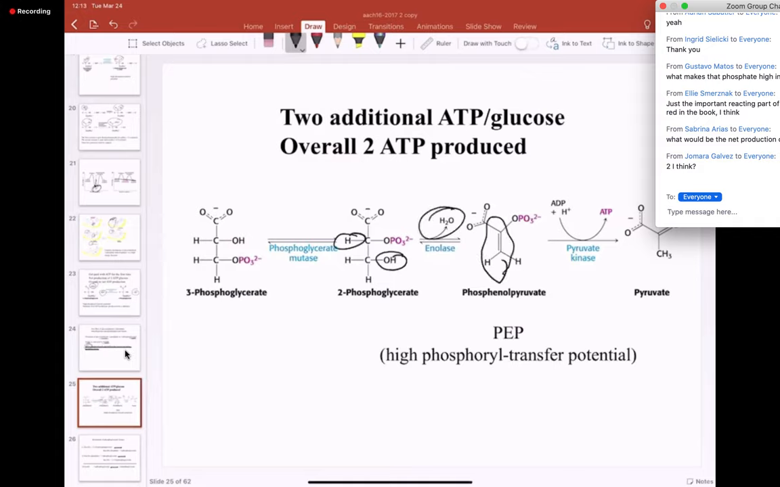bond. The reason you want to do this is that the energy of the phosphate here and here are not very high for 3-phosphoglycerate or 2-phosphoglycerate, but it is much higher for PEP. The energy of the phosphate in PEP is enough to produce ATP, while that in 3-phosphoglycerate and 2-phosphoglycerate is not. And so that's the advantage of doing these last few steps.